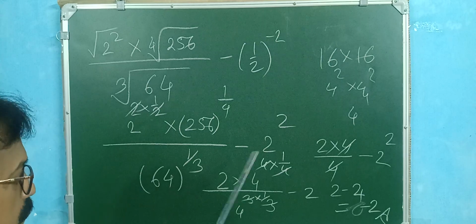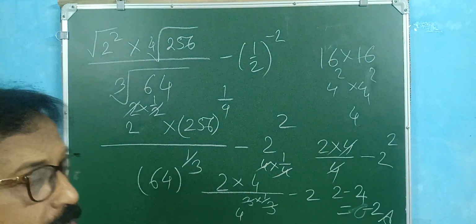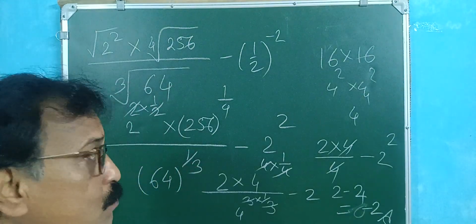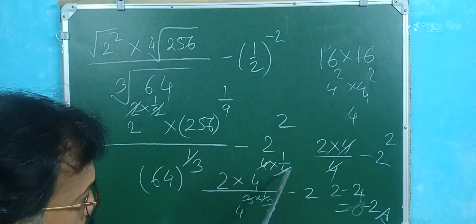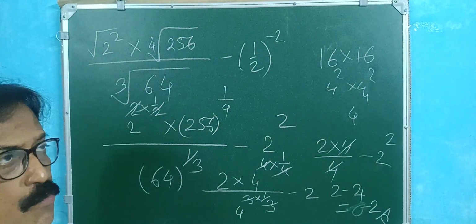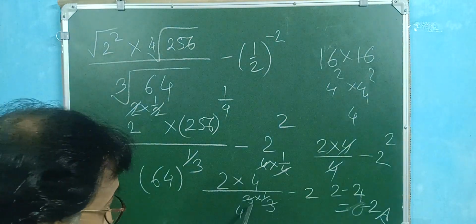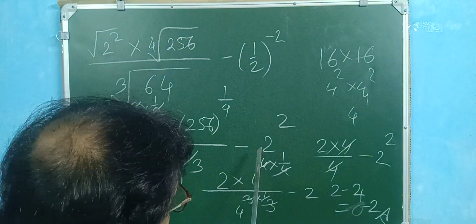Now this is cut. So you write here 2. Now 256 here is 4. 256 actually is 4 into 4 into 4 into 4, 4 to the power 4, 1 by 4. Cut off, this is ultimately 4. 64 is 4 into 4 into 4: 4, 4, 16, 16 into 4, 64. 4 to the power 3, 1 by 3. So, and this is minus 2 here.